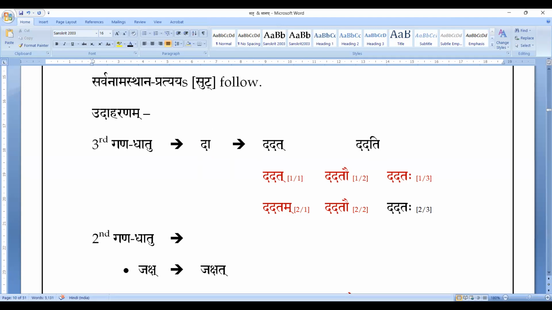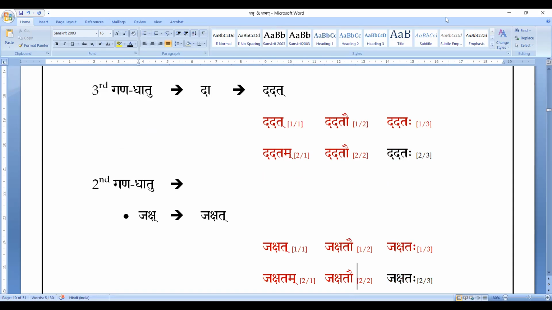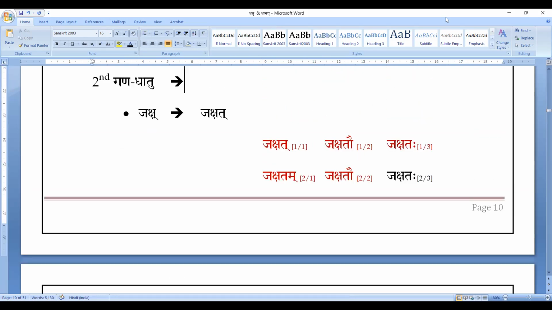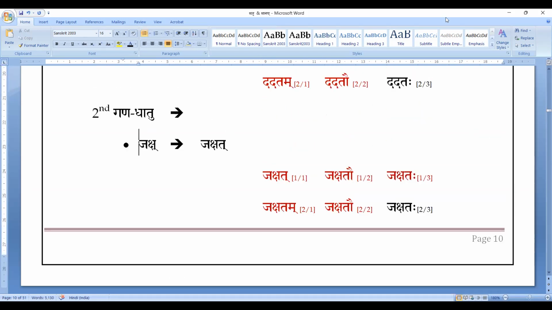Dadati, dadataha, dadati. Understand? So dadat is the prathama vibhakti ekavachanam. So no num. Then second conjugation, I told seven dhatus. Those are special dhatus. Jaksh dhatu, you can note. Here also no num. Jakshat, jakshato, jakshataha, jakshatam, jakshato, jakshataha.